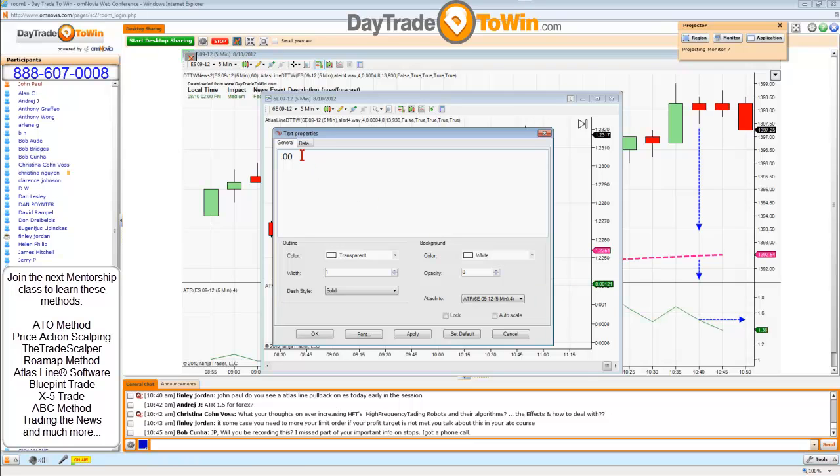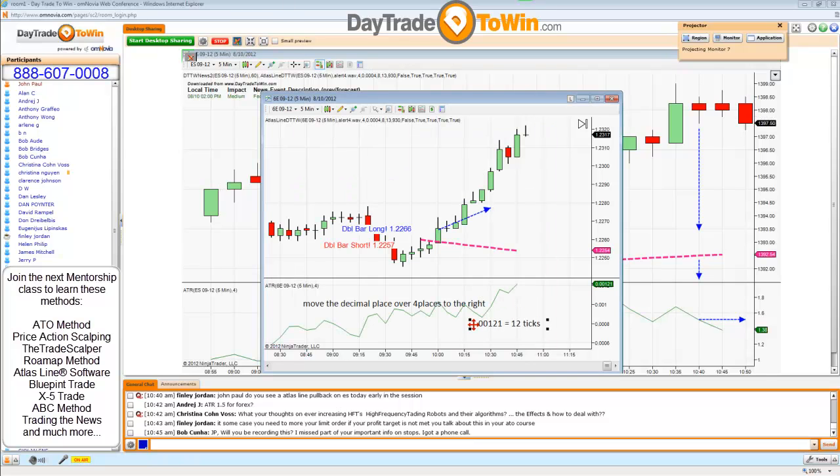0.00121. Right, 0.00121. Okay, 4 places to the right: 1, 2, 3, 4. That is the equivalent of 12 ticks. 3 points on the E-mini or 12 ticks. Okay. 00121, 12 ticks.